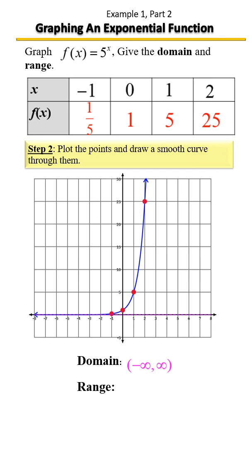So we would say from 0, and we put a parenthesis around 0 to mean that it does not include 0. But then it's going to shoot forever up to +infinity. So the range is from 0 to +infinity.